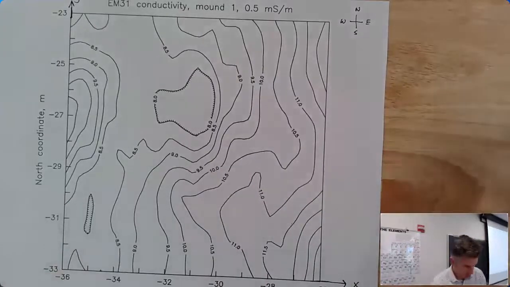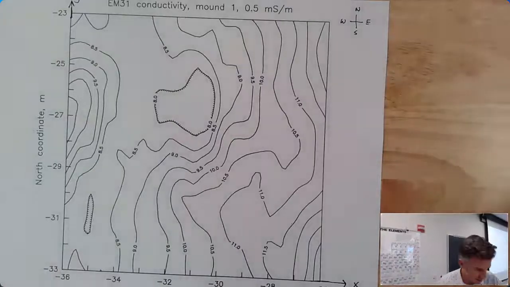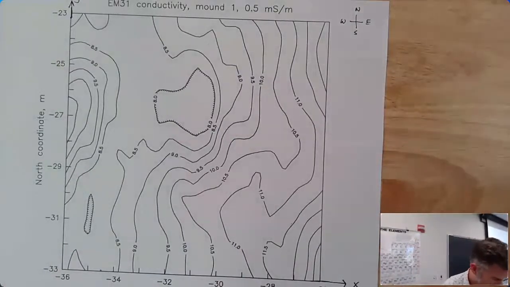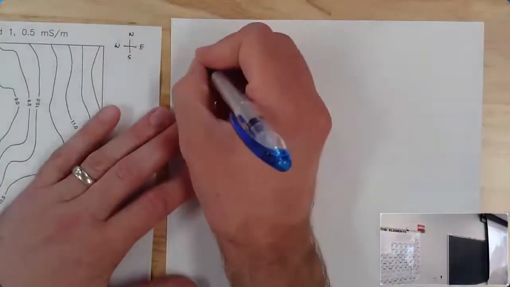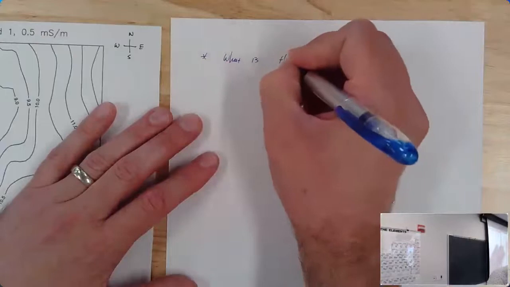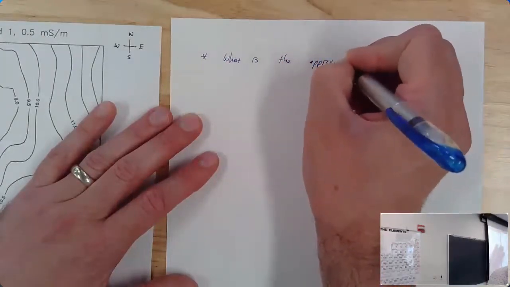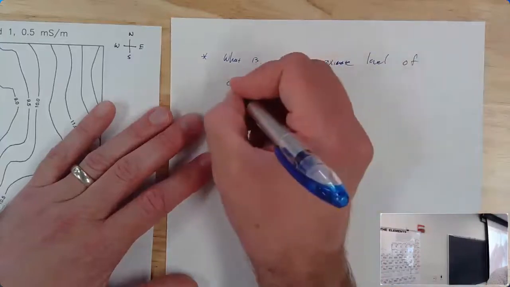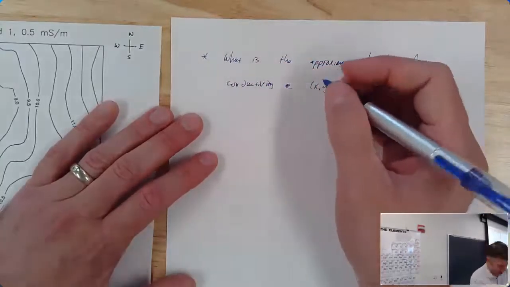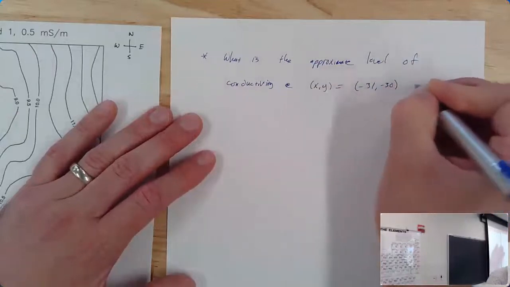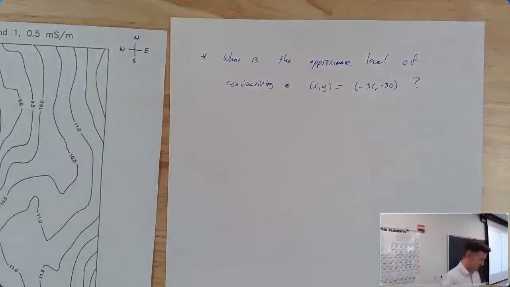So let's ask ourselves some questions. I wrote some questions down here, and I'm going to go back and forth between paper and the graph. Here's our first question. Question 1: What is the approximate level of conductivity at the XY coordinates -31, -30? By the way, these questions are meant to mimic the questions on question 2 of your worksheet. Those are very similar questions, just a different graph and different numbers.